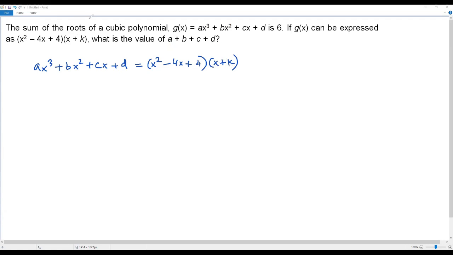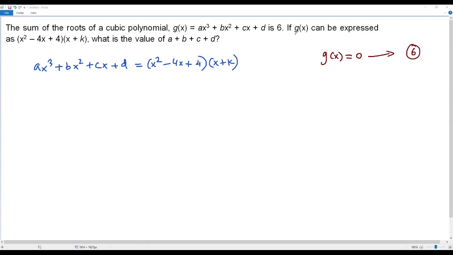For that, we can consider the information we have in the question, that is the sum of the roots of a cubic polynomial g of x is 6. If I equate g of x to 0, I'll be getting 3 roots for this equation because g of x is a cubic polynomial. And the sum of the 3 roots is given, that is 6. So when I solve this equation g of x equals 0, I'll be getting 3 roots, and the sum of those 3 roots is 6.